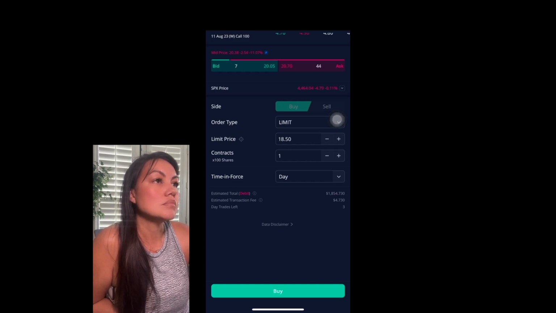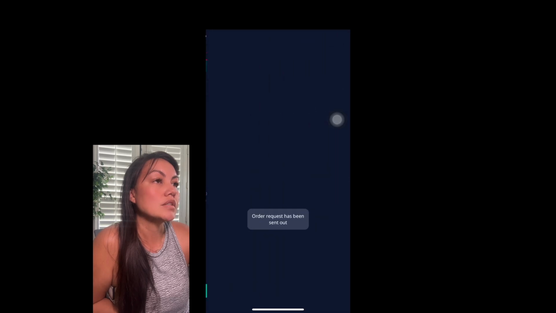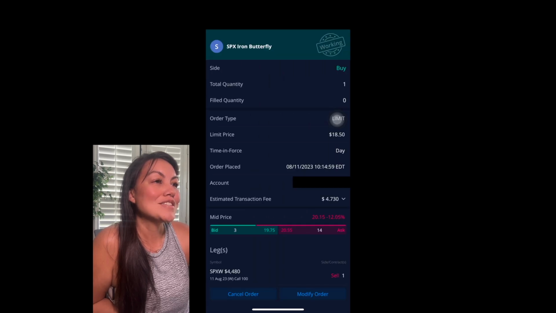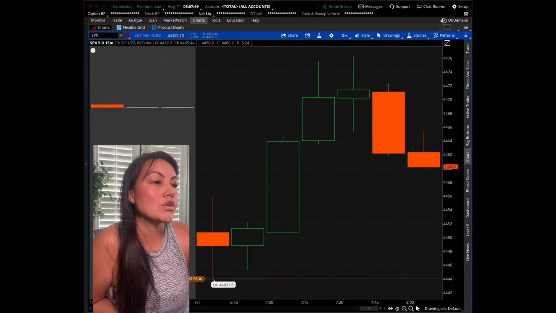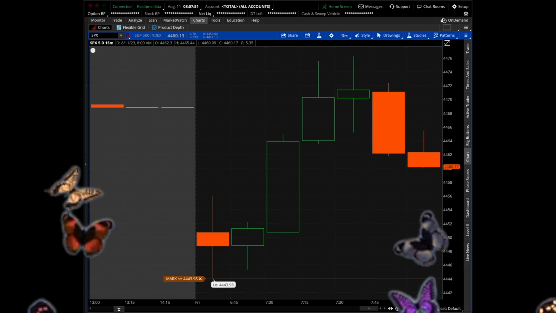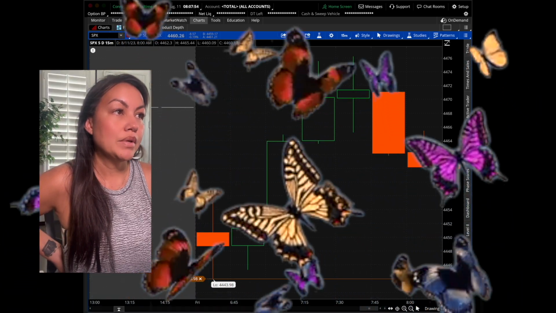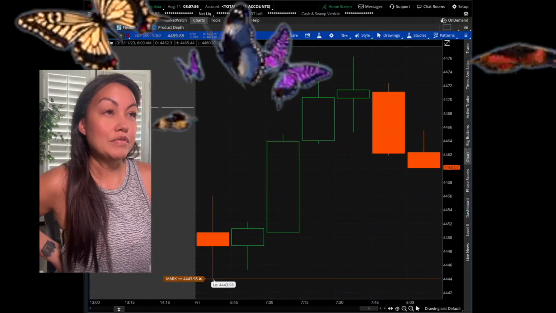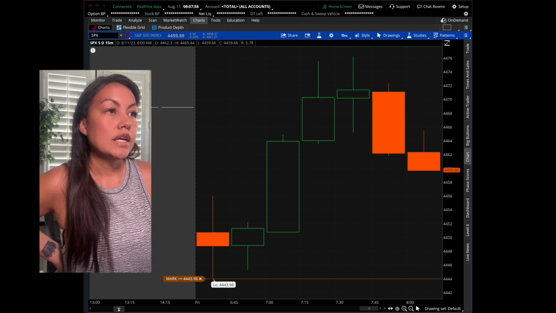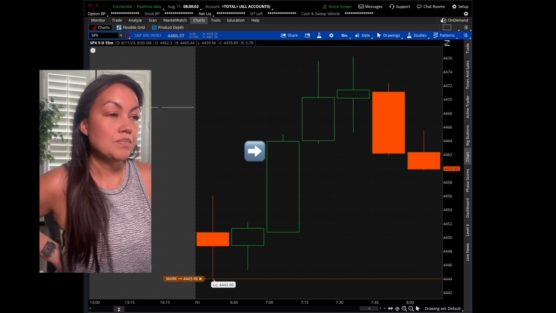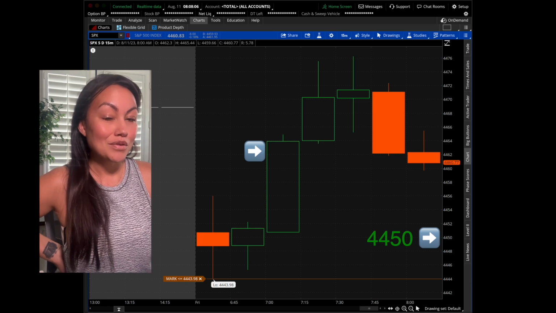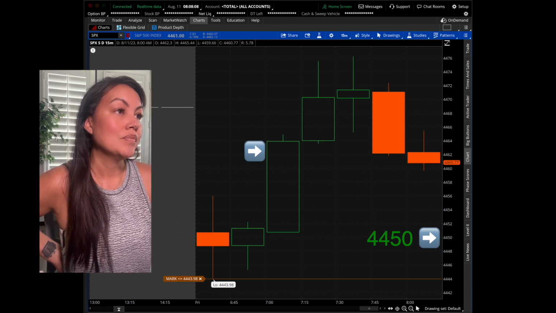And let me make sure my account information's not showing. This is the screen that I monitor the price from. All right, so I have been in the trade for about 50 minutes, just under an hour. Again, this is the candle I entered the spread on, so about 7:15. And again, my short strike is 4450, so I would love for the market to come back down here.